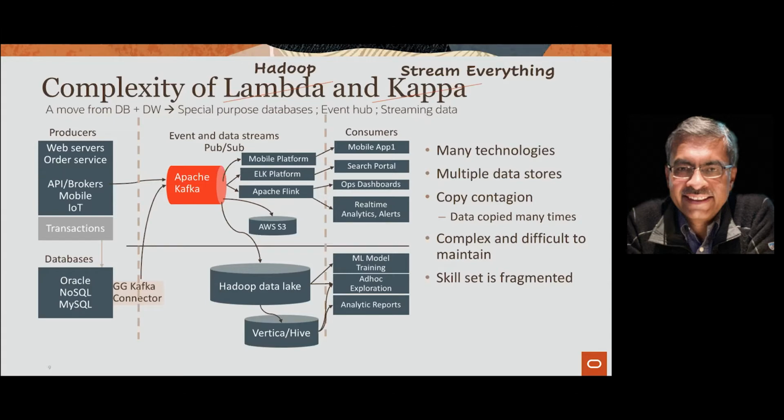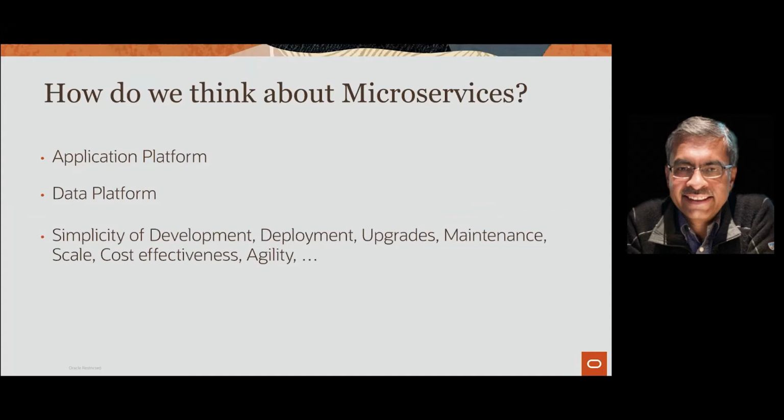Can the Converged Database, all the technologies you heard being part of the Oracle Converged Database, simplify some of these flows, some of the outputs that a microservice really ought to do? So how do we start to think about microservices? If you think about microservices as an application platform and a data platform, then the operating word here is simplicity of development, deployment, upgrades, maintenance, scale, cost effectiveness, agility. That is loosely the term architecture, and you can't overstate the impact of architecture in these things.